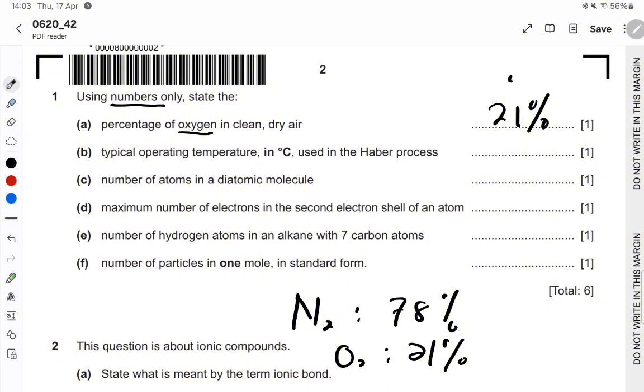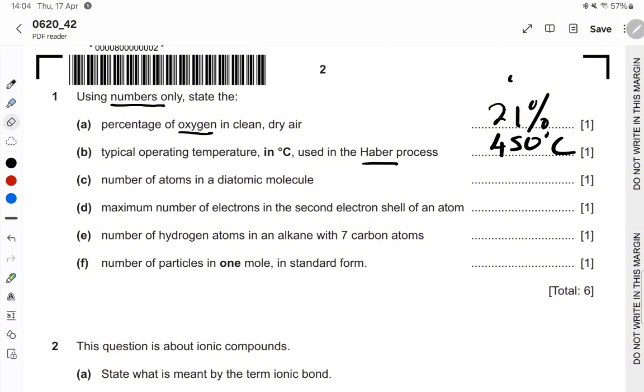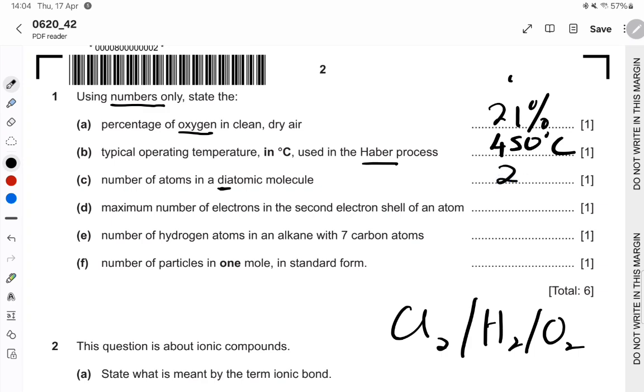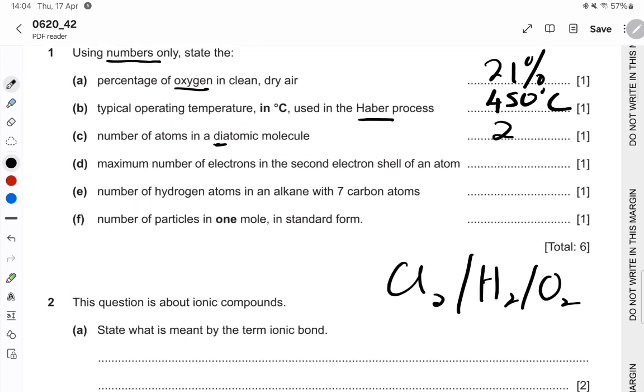Typical operating temperature in the Haber process, you have to memorize this. It's 450 degrees Celsius. Okay, let me erase that. Next, number of atoms in a diatomic molecule. We're looking at things like chlorine, hydrogen, oxygen. Of course, the number of atoms would be 2 atoms. So just mention 2, good enough.